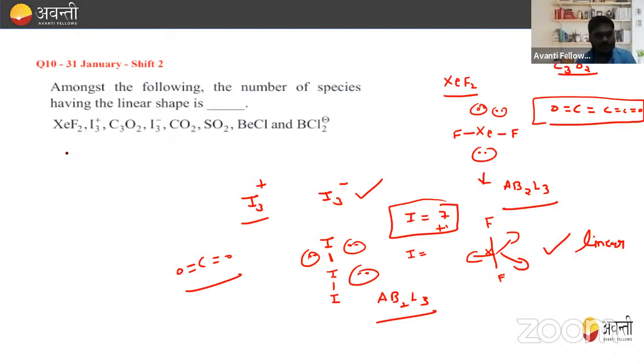XeF2, C3O2, I3 negative, CO2, and this is BeCl2, not BeCl. BeCl2 is linear, right? So this is also linear. How many of these? 1, 2, 3, 4, 5. So the number of species having linear shape is 5. So just by drawing the structure, we predict how many of the following species are linear in shape, right? Okay.